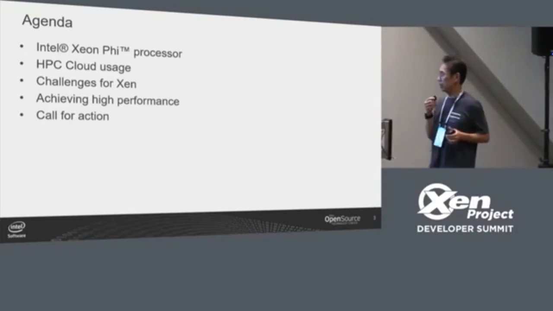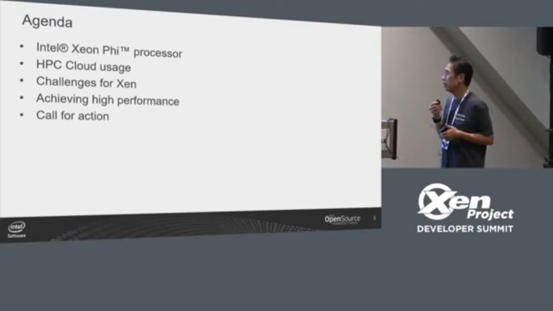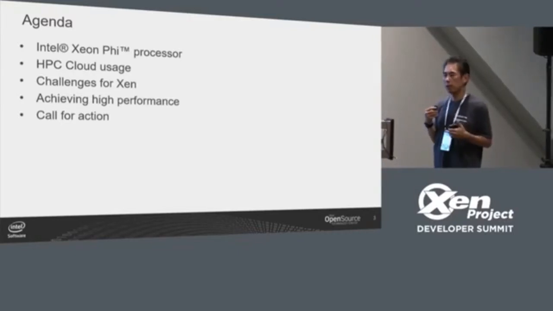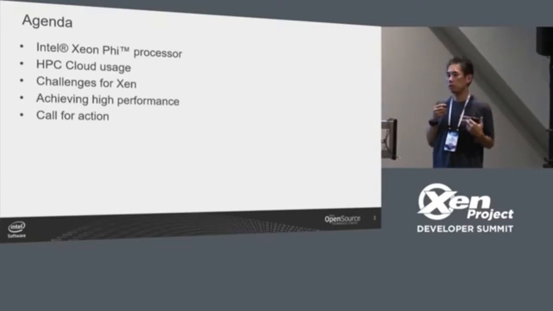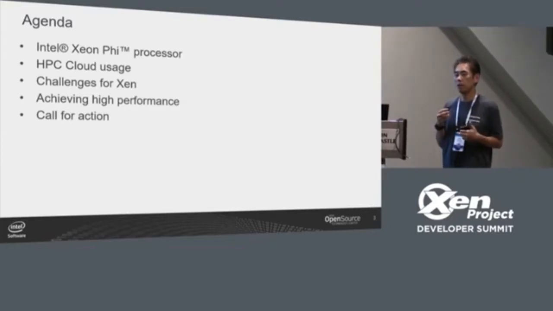I'll start with an introduction of Xeon Phi, what it is, and how it's used in the cloud, and the bunch of optimizations we needed to get high performance. By high performance, I mean near native performance, more than 95 percent of the native HPC system. Typically, HPC people don't use virtualization. That's the reason VT is not enabled by default. But in this project, we actually use VT.